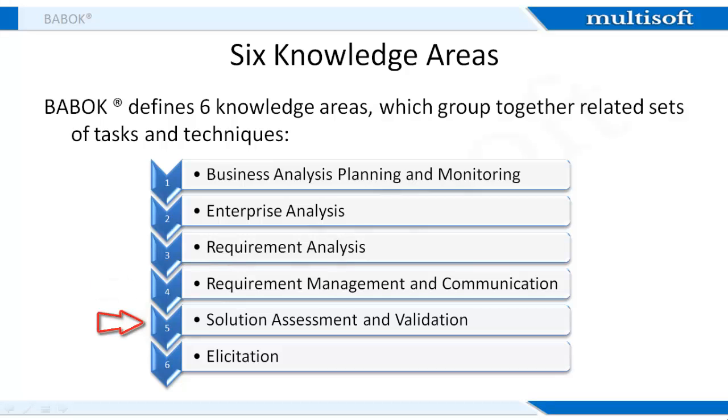Then it's solution assessment and validation. This knowledge area describes how business analysts assess the proposed solutions to help the stakeholders select the solution which best fits their requirements. And the last one is elicitation. This describes how the business analysts work with the stakeholders to help them understand their requirements within the scope of the project.